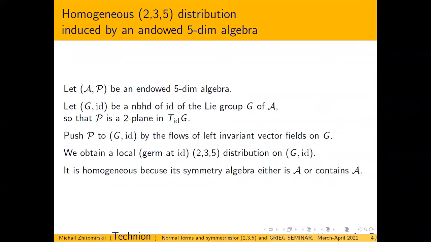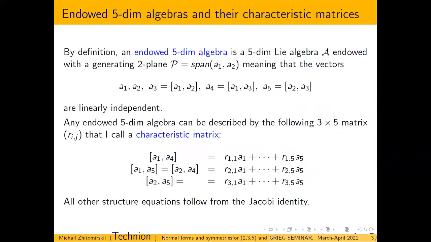Misha, why are this R14 and R25 and R24 the same? Why? Because of the Jacobi identity. Look at it. A5 is the Lie bracket of A1 and A2, and the Lie bracket of A2 is A3. A4 is the Lie bracket of A2, A1 and A3. The Jacobi identity implies that they are always equal.